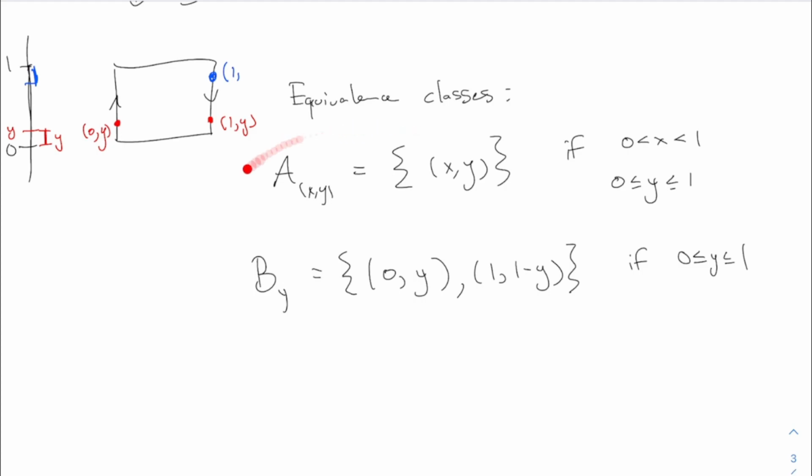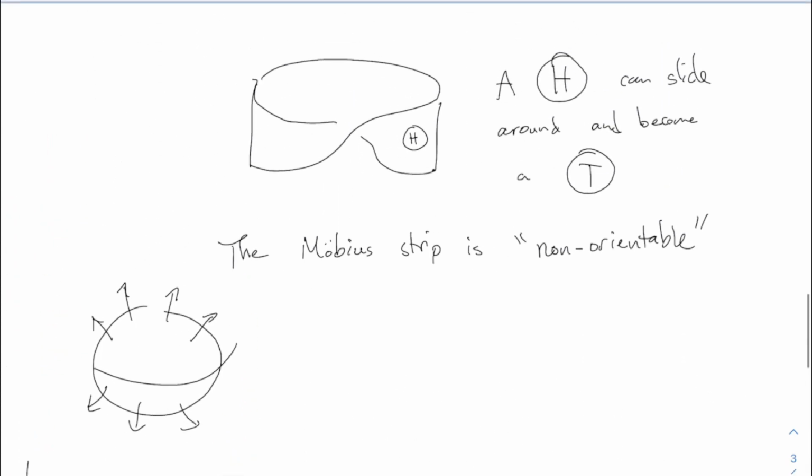But as a quotient of the rectangle, it's very simple to make sense of. All right. There's a lot of fun things you can do with the Mobius strip. I was encouraged to do this when I was a kid by my math teachers. You can get weird things if you take one of these and cut it horizontally around the middle. Anybody know what happens? What do you end up with? Two separate things?